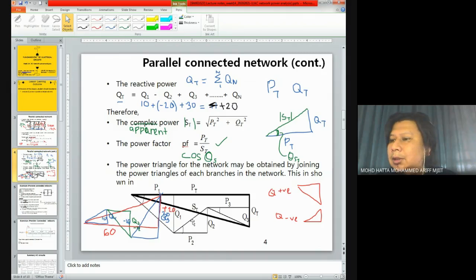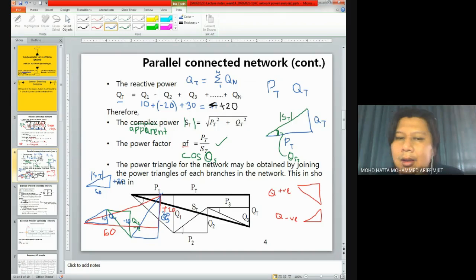But the thing that matters the most is how you combine these three power triangles. The way you combine them in a graphical approach is doing this kind of summation or subtraction. This is how we combine three power triangles. But if you don't know how to combine this, you know that this Q total is a positive value and P is also a positive value, then your power triangle would look like this, 60 and 20, sorry. And this is your S total.